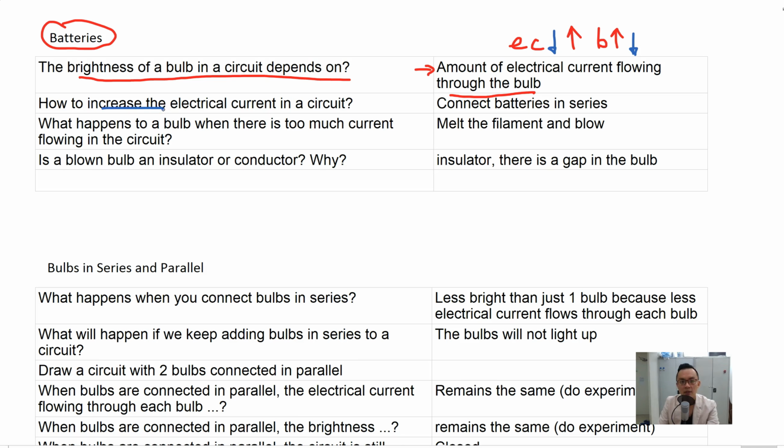So how do you increase the electrical current in a circuit? You need to connect the batteries in series. So I'm going to draw for you what connecting in series looks like.